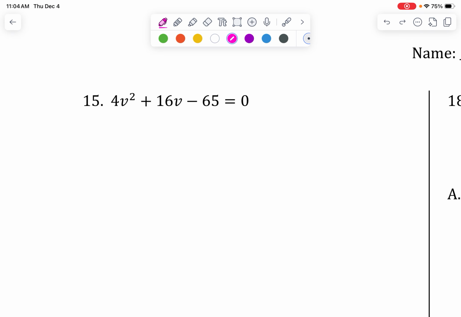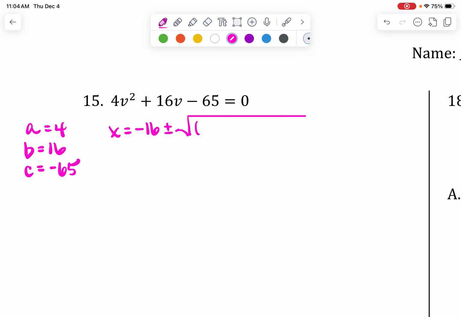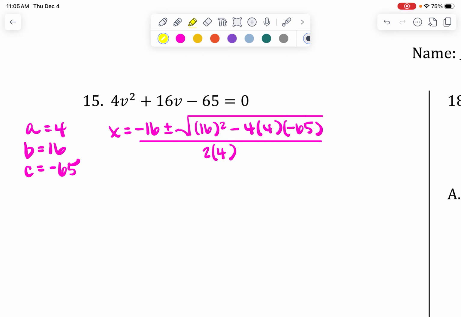All right, looks like this one's already set up for us. Let's see, the A is 4, the B is 16, and the C is negative 65. All right, let's get after it. Here we go. X equals negative B, so negative 16, plus or minus square root of B squared minus 4AC, all over 2 times 4. There we go. All right, once you have your formula and your A's, B's, and C's, you're pretty much set. And then, of course, this is my step number 1.